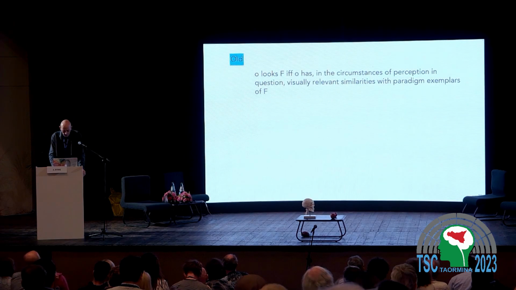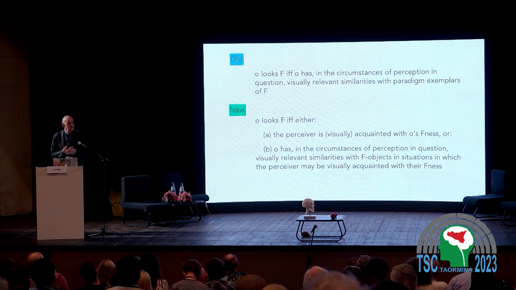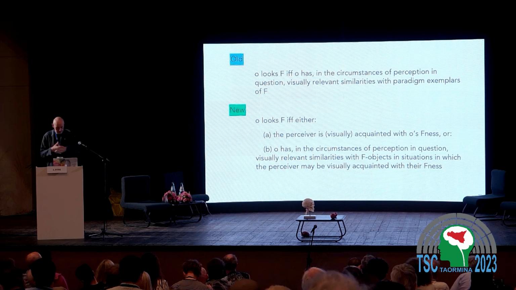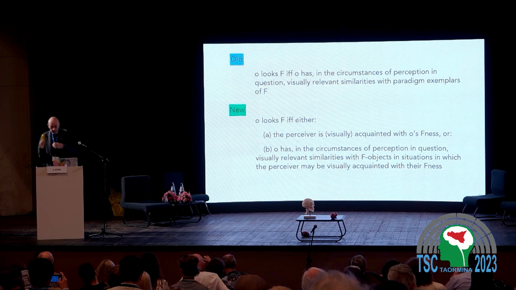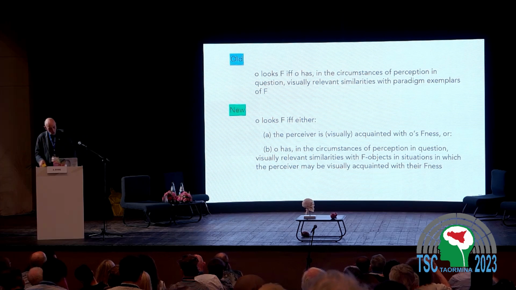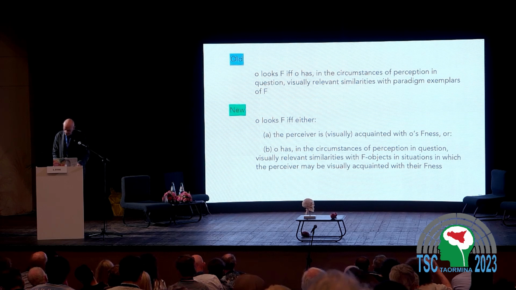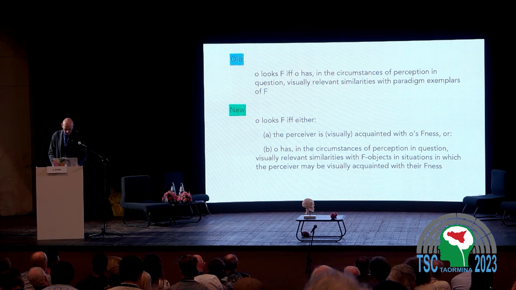Now, if you plug Brewer's revised account of what it is to be a paradigm exemplar into his account of looks, then you get the following. An object O looks F if and only if either A, the perceiver is visually acquainted with the object's yellowness, let's say, or O has, in the circumstances of perception in question, visually relevant similarities with F objects, yellow objects, in situations in which the perceiver may be visually acquainted with their yellowness.